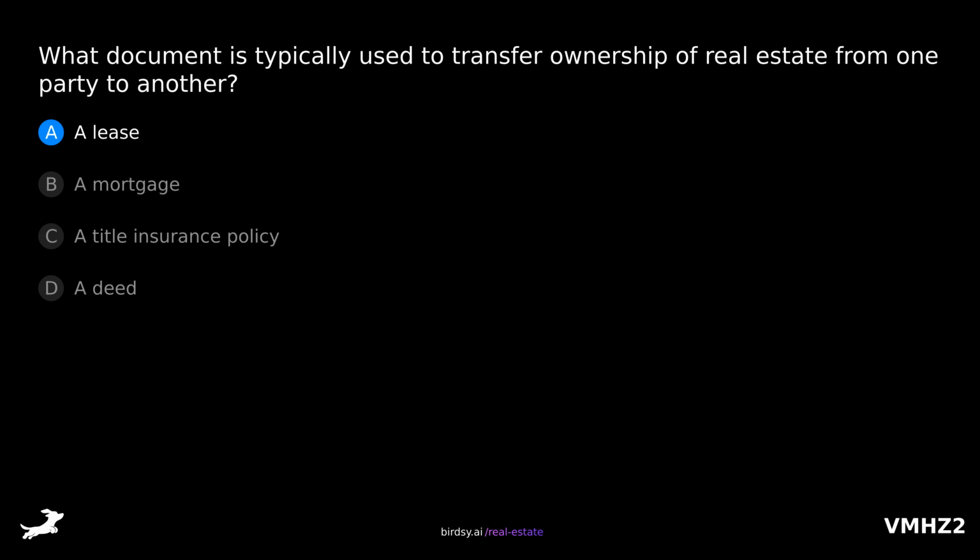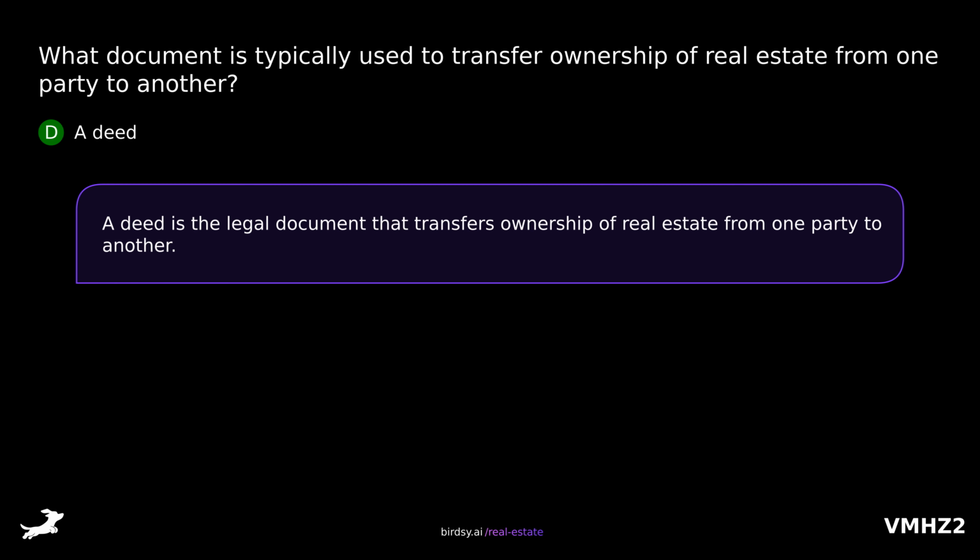Is it A, a lease, B, a mortgage, C, a title insurance policy, or D, a deed? The answer is D, a deed. A deed is the legal document that transfers ownership of real estate from one party to another.